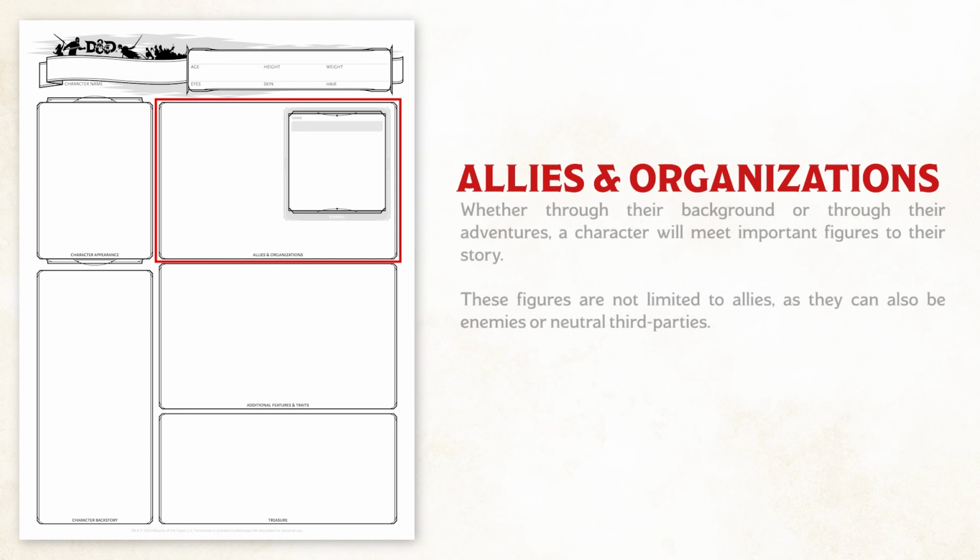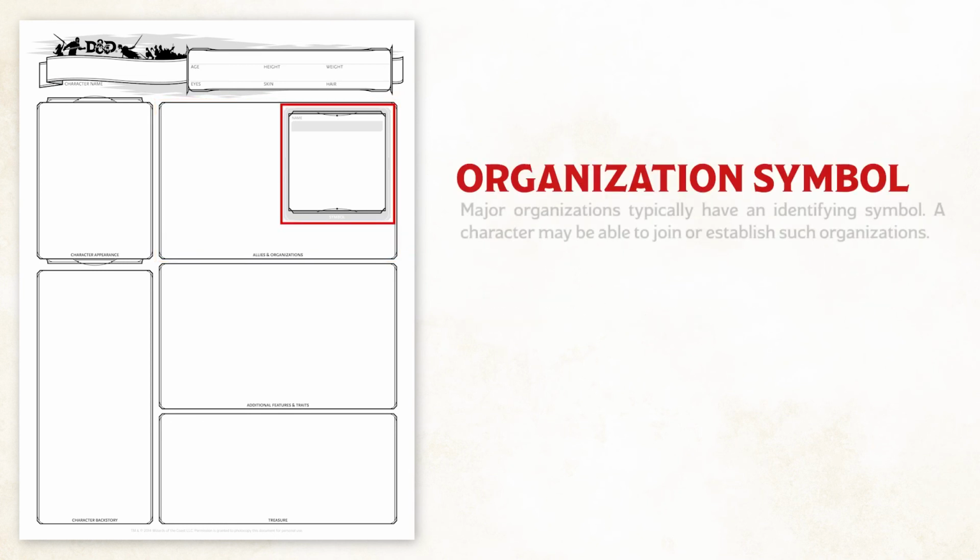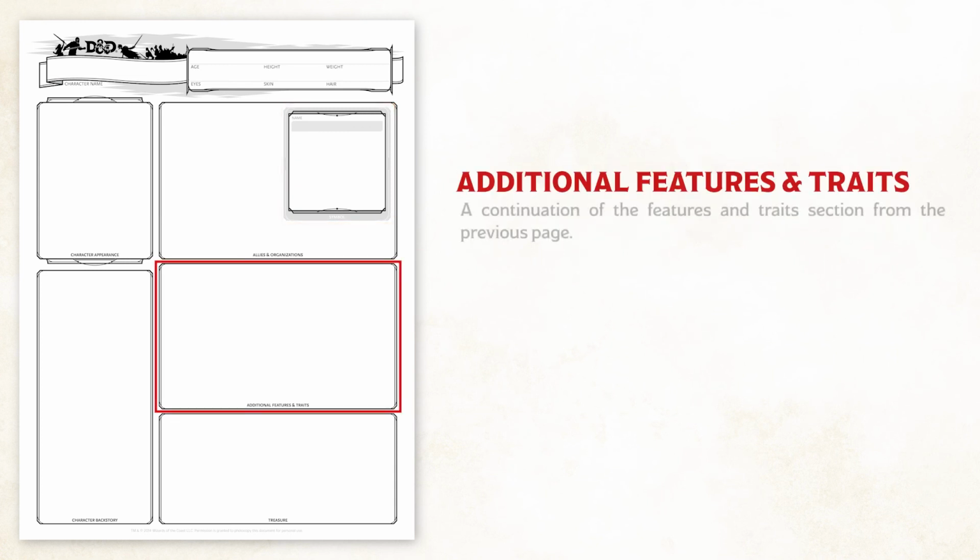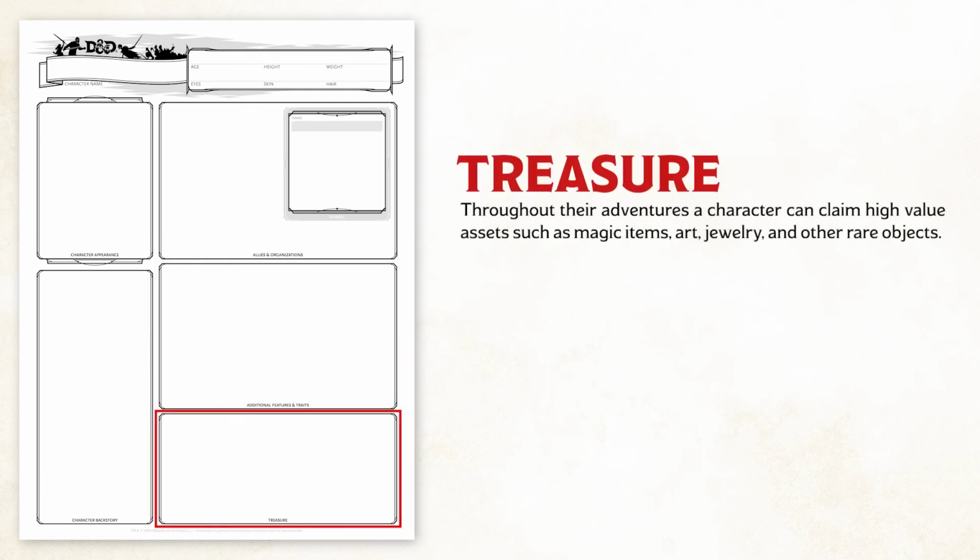Allies and organizations. Whether through their background or through their adventures, a character will meet important figures to their story. These figures are not limited to allies, as they can also be enemies or neutral third parties. Organization symbol. Major organizations typically have an identifying symbol. A character may be able to join or establish such organizations. Additional features and traits. A continuation of the features and traits section from the previous page. Treasure. Throughout their adventures, a character can claim high-value assets such as magic items, art, jewelry, and other rare objects.